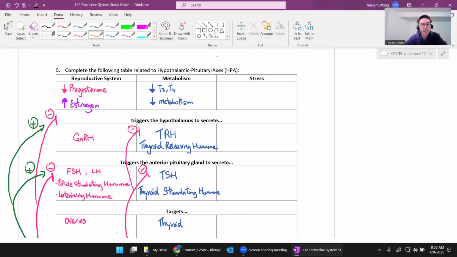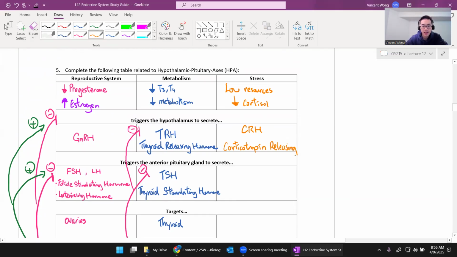Okay, stress. With stress, we have perhaps low resources, or low cortisol under normal circumstances. And then we have one more RH here. And this one is CRH. The C is related to cortisol. This is corticotropin releasing hormone.